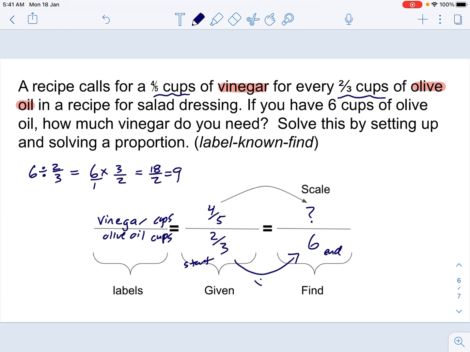So if I take 2/3 times 9, that is going to give me 6. So what I need to do is figure out how much vinegar I need to do the same thing. So what's 4/5 times 9? 4/5 times 9, or 9 over 1 if it makes it easier, is going to be 36 over 5. You could put that as your answer, but if I'm doing a recipe, I probably wouldn't say 36 over 5 cups. I would change that to a mixed number, which is 7 1/5. So in this one, I'm going to need 7 1/5 of a cup.